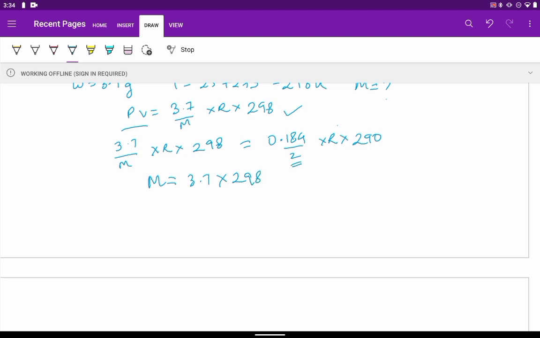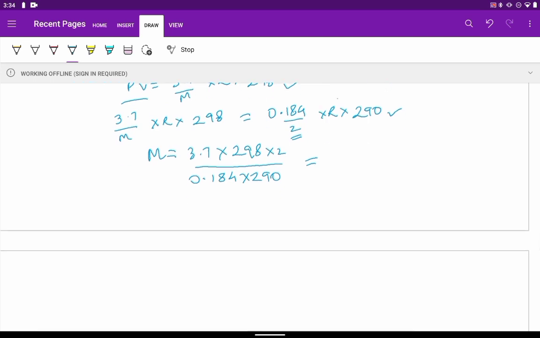These 2 will shift there, so into 2 divided by 0.184. This full thing will come to the denominator on the other side, 0.184 into 290. So if we multiply the numerator value, the top value, it will come to us as 2205.2. You can multiply and see, just simple multiplication.